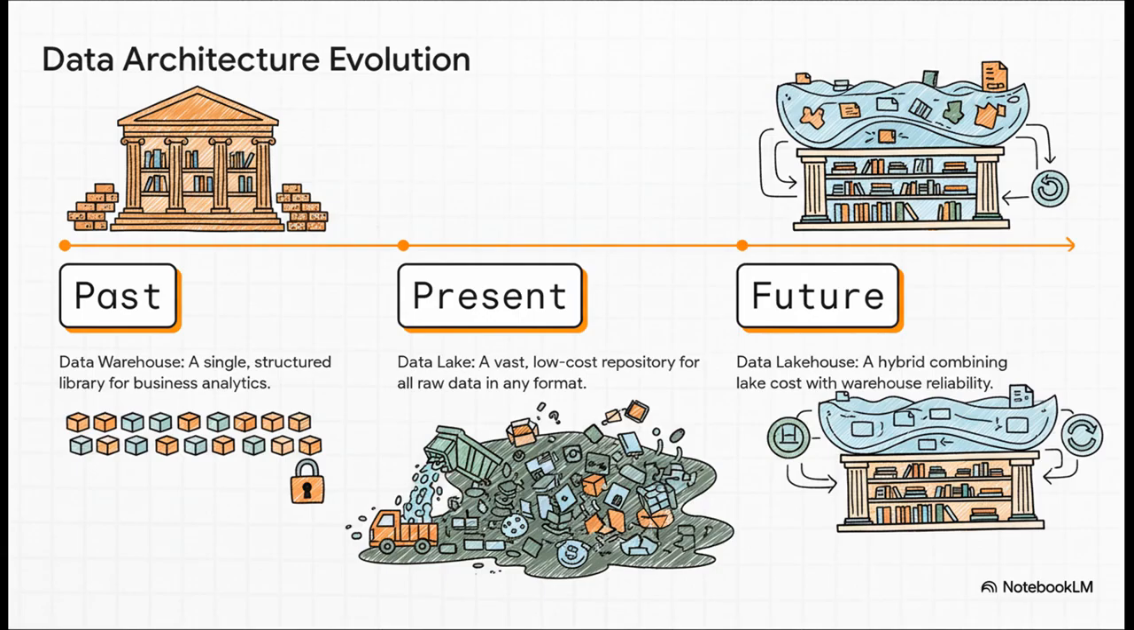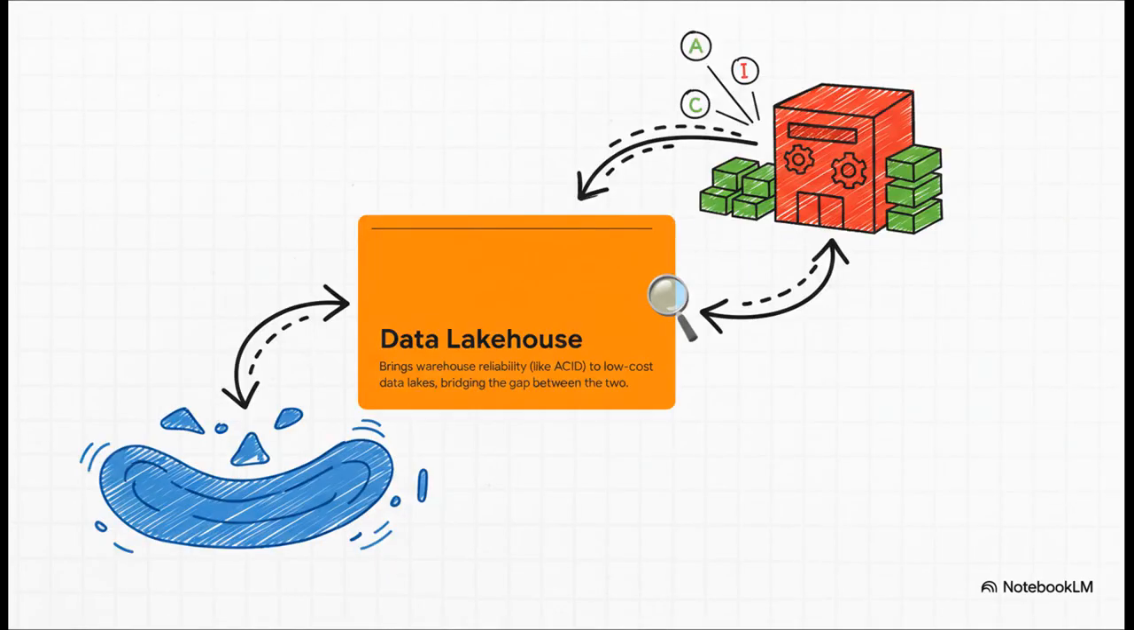Now, the future seems to be a hybrid, the data lakehouse. The data lakehouse is this really powerful modern compromise. It's a brilliant piece of engineering that lets you apply those reliable warehouse-like features, things like ACID transactions and data quality checks, directly onto raw files sitting in cheap cloud storage. It bridges that huge gap between the flexibility of a lake and the reliability of a warehouse. It's kind of like having your cake and eating it too.